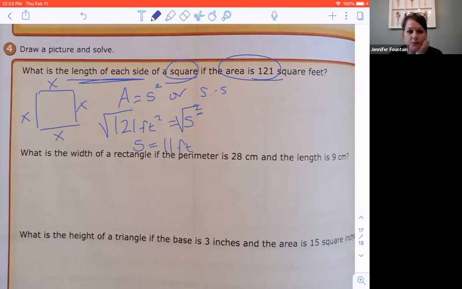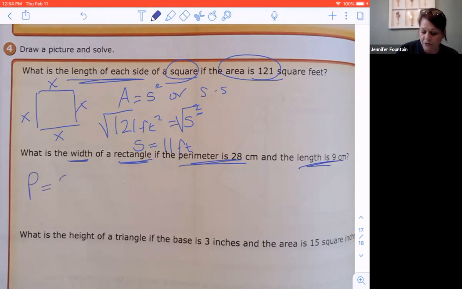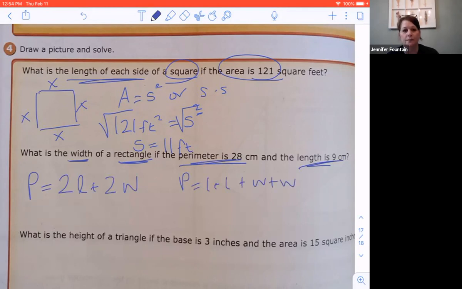All right, so let's take a look at the next one. What is the width of a rectangle if the perimeter is 28 centimeters and the length is 9 centimeters? So what I want to do is, I know that for a rectangle's perimeter, I have 2 times the length plus 2 times the width. Or I could use perimeter equals length plus width plus length plus width. Either way. Okay, so now they've told me that the perimeter is 28, so I'm going to plug in 28 for my perimeter. They've told me that my length is 9.